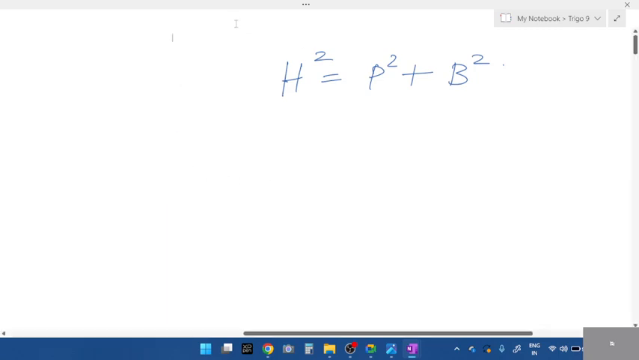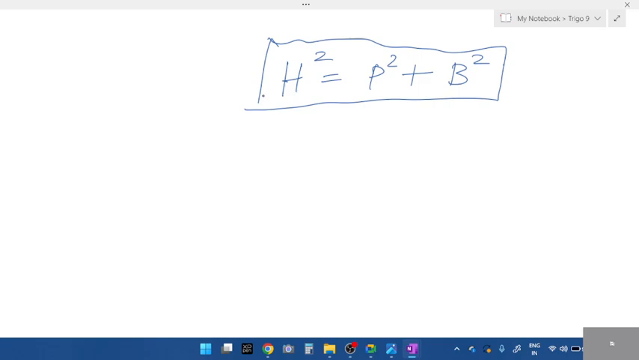If a triangle is not given, this is the formula, not AB plus BC, not that. What does H stand for? H, B, and P: hypotenuse, base, and perpendicular. Make a note of this formula. When a triangle is not given, this is the formula we use.